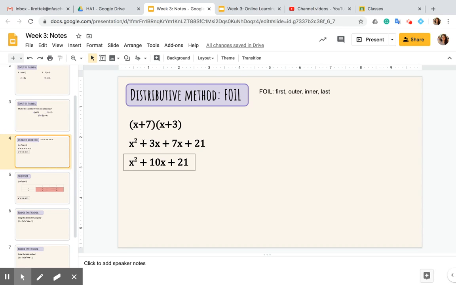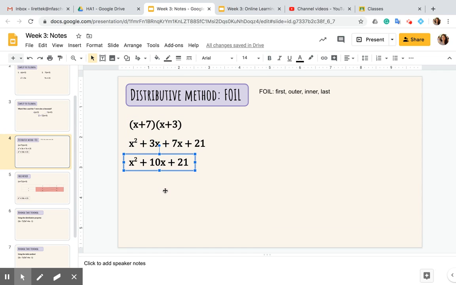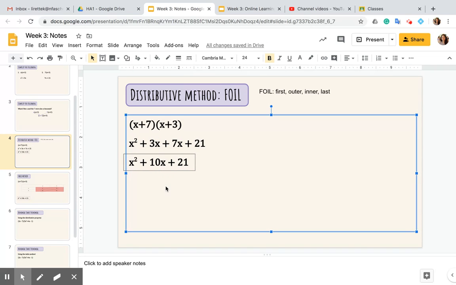After we're done multiplying here, this step is an addition-subtraction step. So we're not multiplying these two terms together here that I've highlighted. We are adding them together to get 10x. Okay, very important distinction there. Some of my students in previous years would multiply the like terms. No, you're only multiplying in this first step. After you've multiplied, you add or subtract.